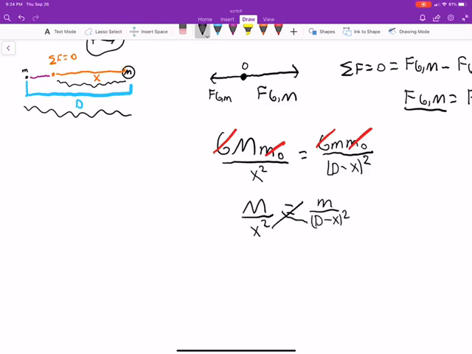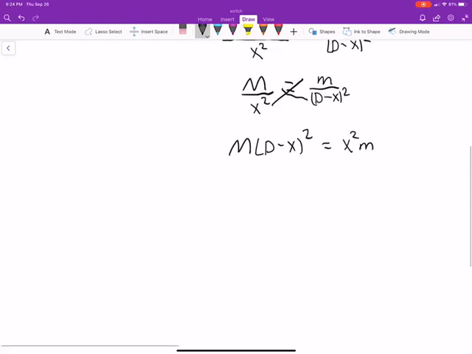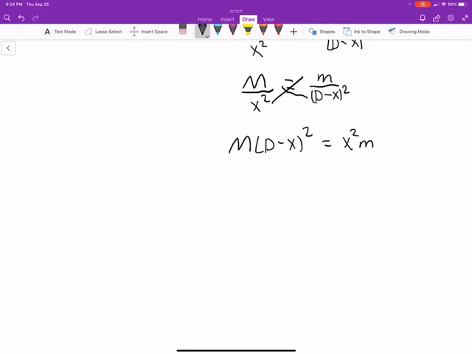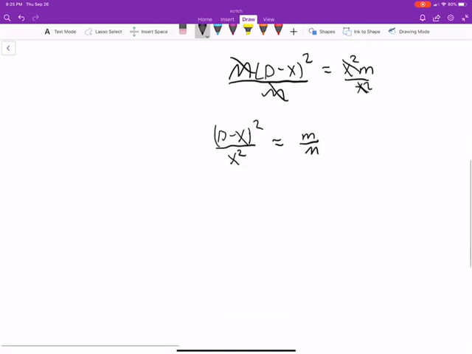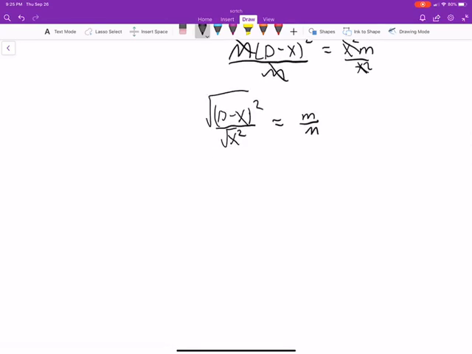Let's go ahead and cross multiply. Does that make sense? I think so. We'll do that. Big M times d minus x squared equals x squared little m. From here, it's algebra solving for x, but I'll go ahead and work through it. I'll divide by x squared and also divide by big M. So we have d minus x squared over x squared equals little m over big M. And we can take the square root of the top and bottom. Same thing over here. d minus x over x equals the square root of little m over big M.